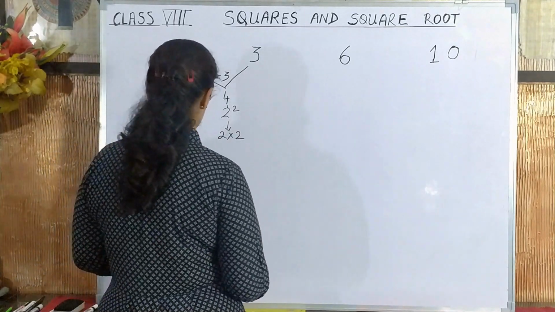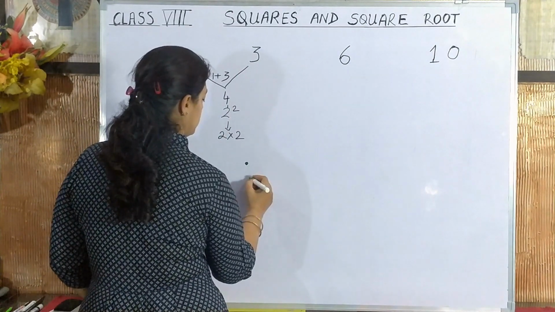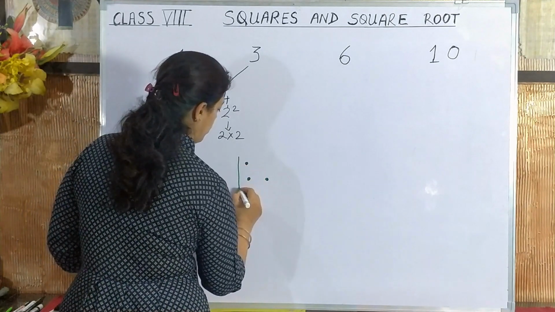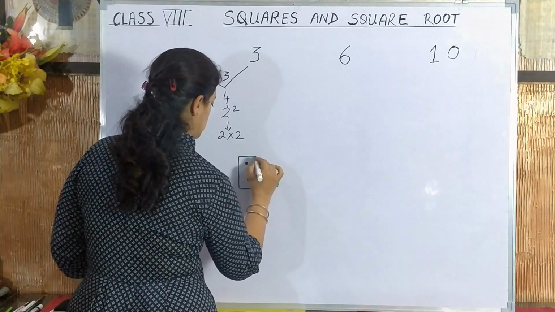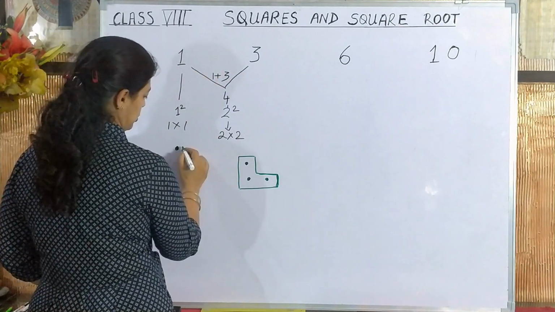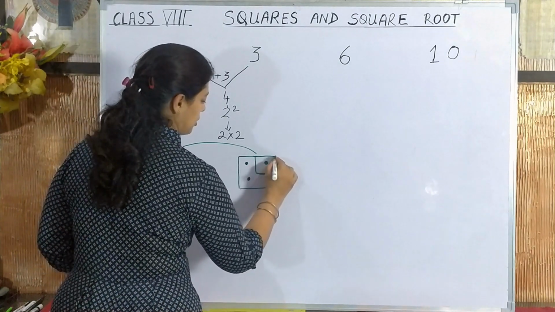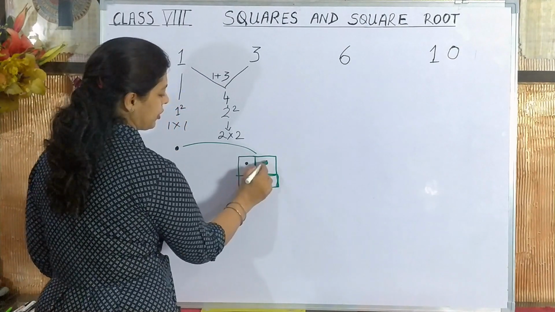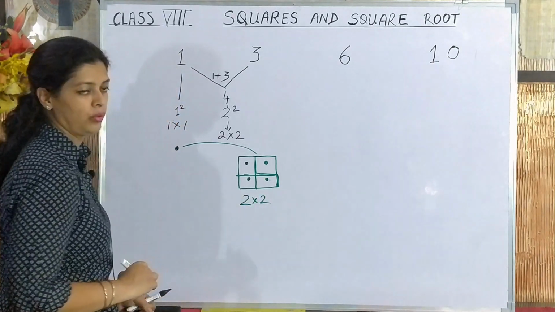Now to visualize this, for 3 I can take 3 dots, 1, 2 dots in the second row, and if I add 1, that is, I bring the dot here and put it here, it becomes the shape of a square, because I get 2 in the first row, 2 dots in the second row, that is 2 added 2 times, or 2 into 2, 4.